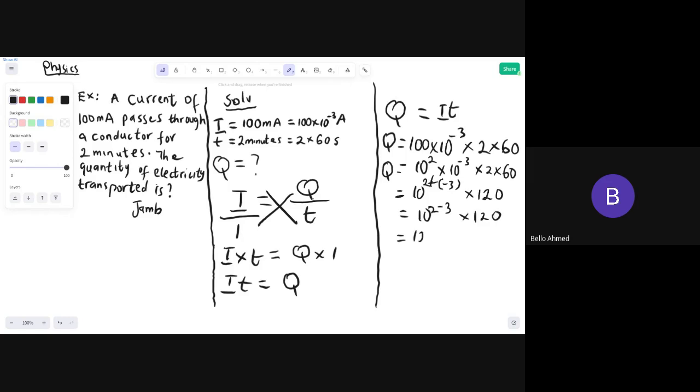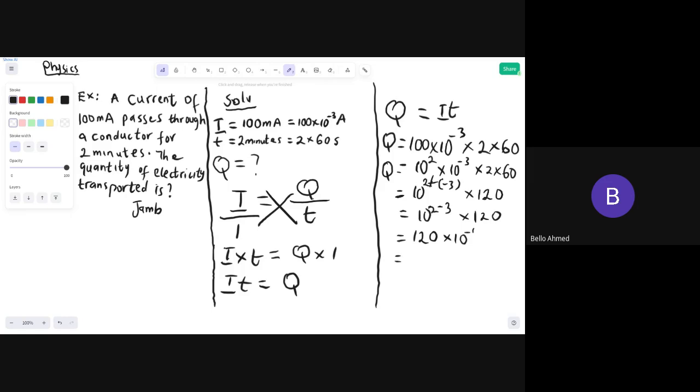Anyway, I can start with 120 now. So 120 is equal to 120 times, don't forget, 10 raised to the power of 2 minus 3. Please don't say 1. 2, I'm having 2. Minus 3, I'm owing 3. I'll be owing 1. So 10 raised to the power of what? Minus 1. Right? Don't forget that. 10 raised to the power of minus 1 is actually 1 over 10, right?